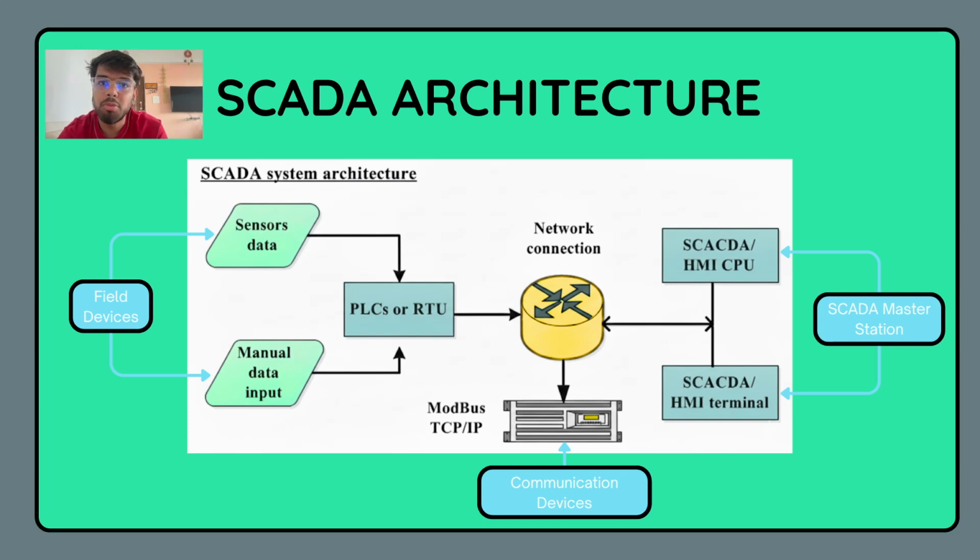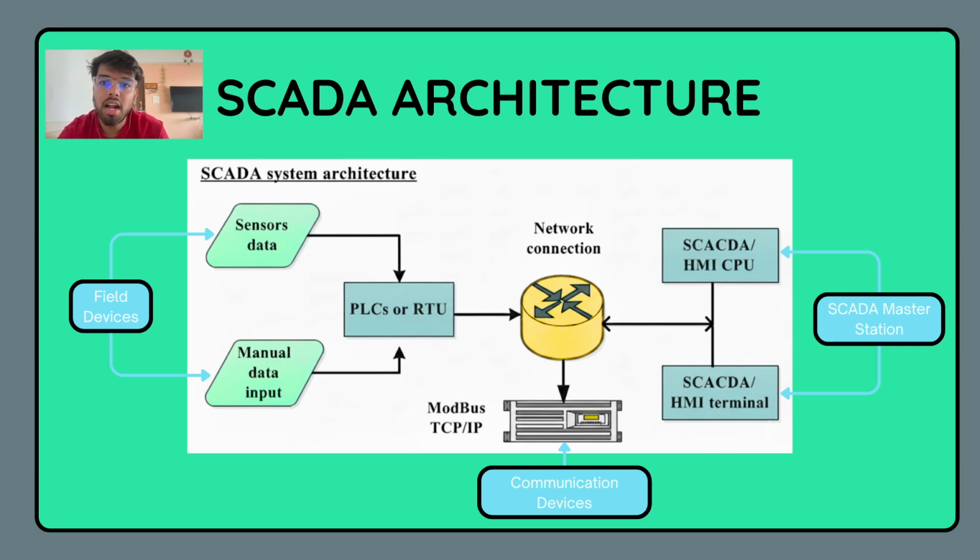The second part is the communication devices. They act like middlemen. They transfer signals and data from the field to the main control center. Depending on the industry, these may include wired networks, wireless systems, fiber optics, or even satellite links. Without communication devices, the information collected by sensors would never reach the operators.